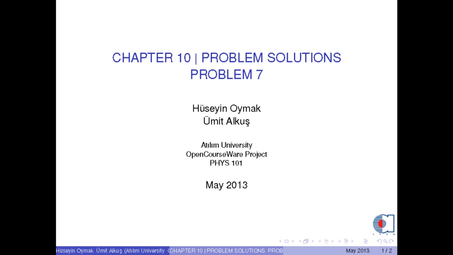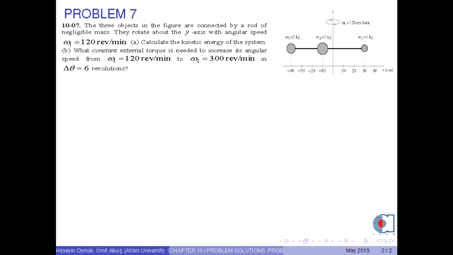In this video, we will solve one problem in Chapter 10. The three objects in the figure are connected by a rod of negligible mass. They rotate about the y-axis with angular speed 120 revolutions per minute. A. Calculate the kinetic energy of the system.